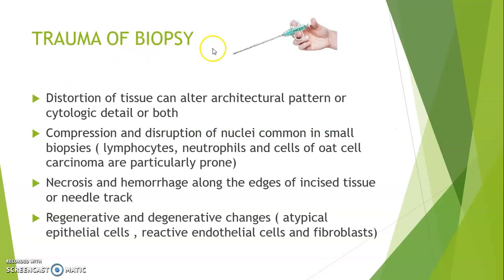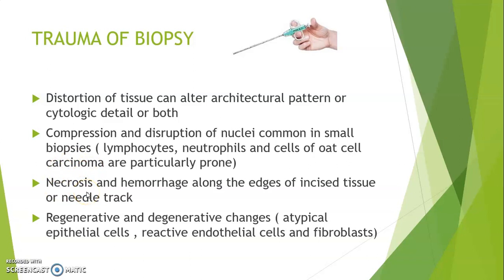So first, a very common procedure, biopsy. Biopsy can lead to distortion of tissue that can alter the architectural pattern as well as the cytologic details. It may cause compression and disruption of the nuclei, most commonly in small biopsies, particularly of lymphocytes, neutrophils, and cells of oat cell carcinoma.